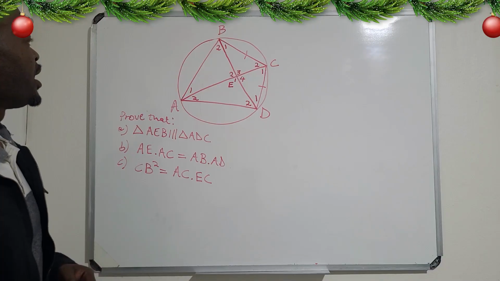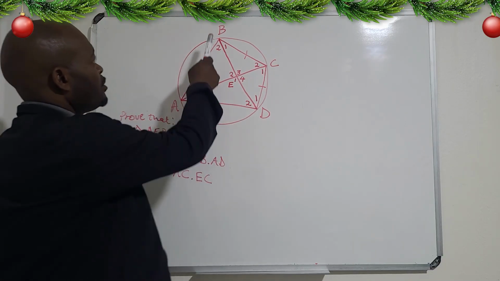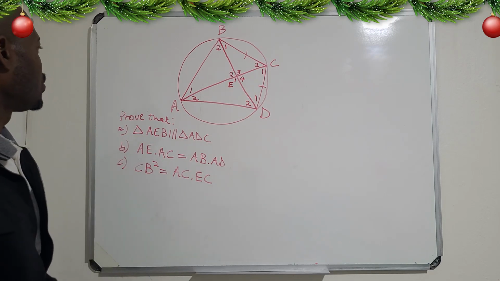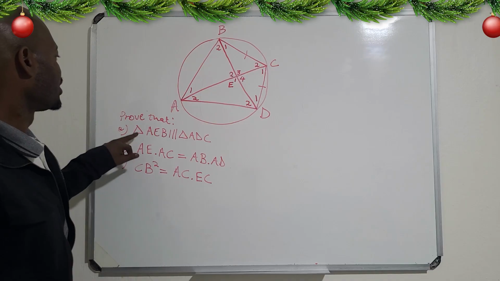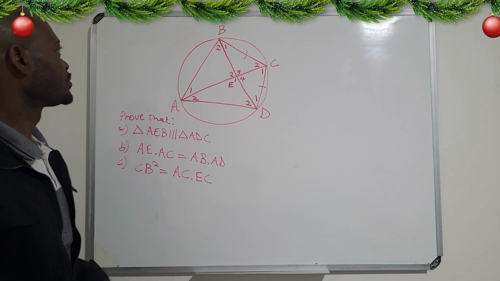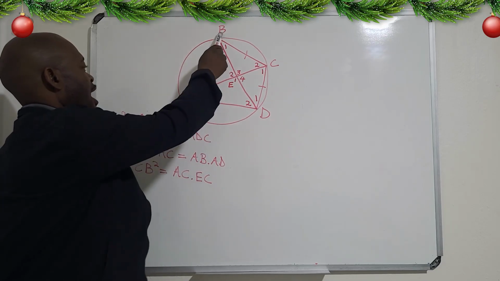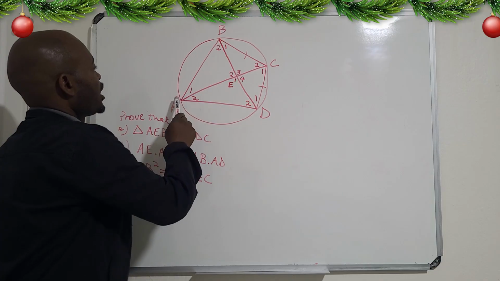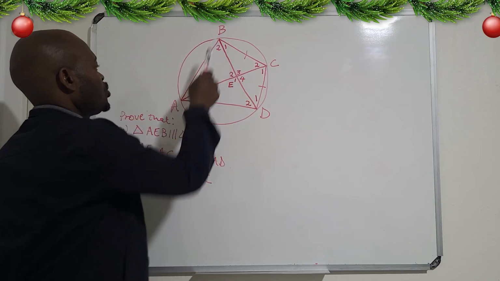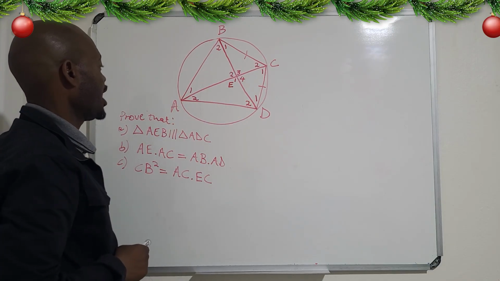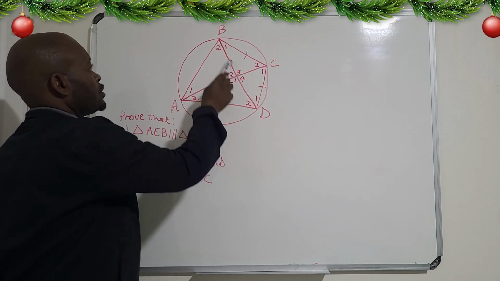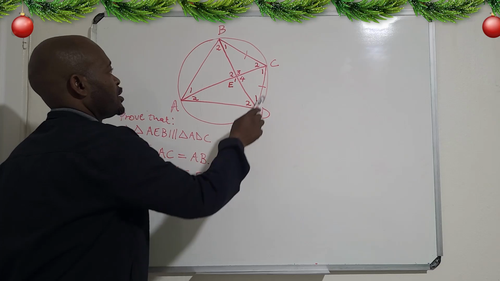In this diagram here, we are told that BC is equal to CD. Now, we are told to prove that triangle AEB is similar to triangle ADC. Triangle AEB is this triangle here. We need to prove that this triangle is similar to triangle ADC, so we're proving that this triangle is similar to this triangle there.